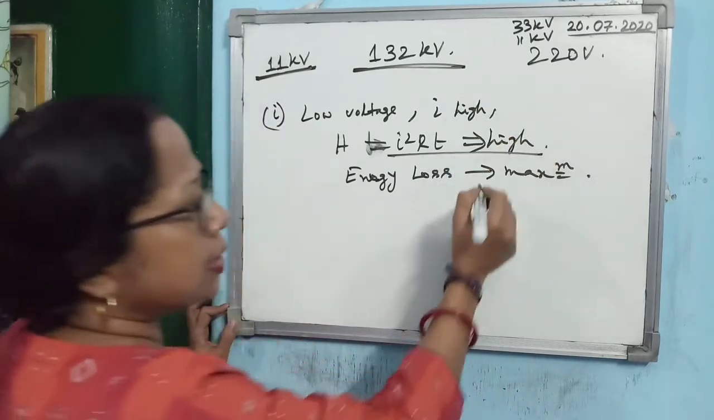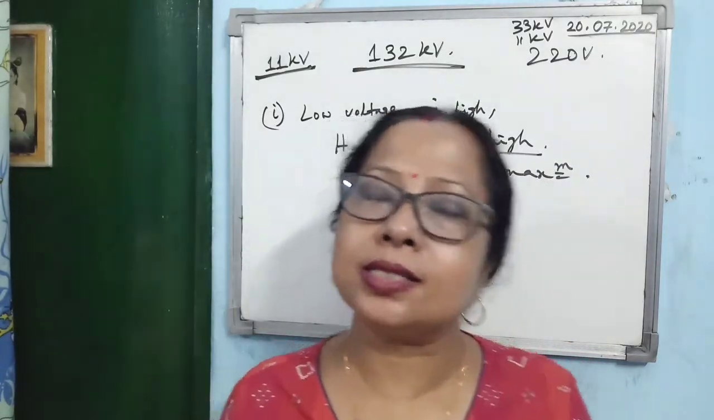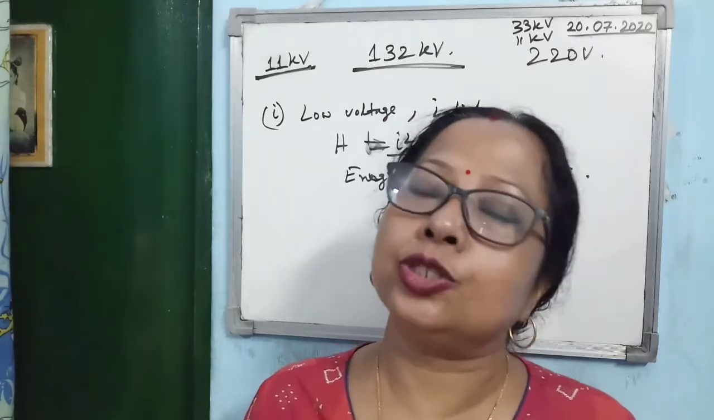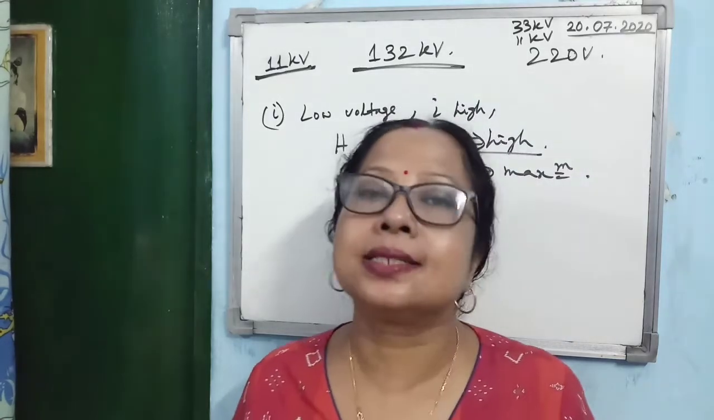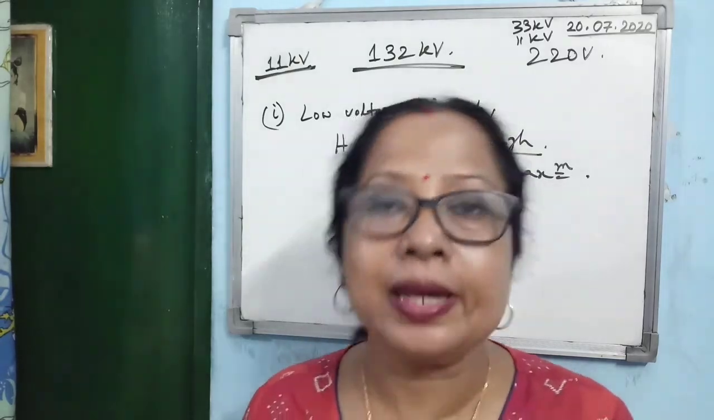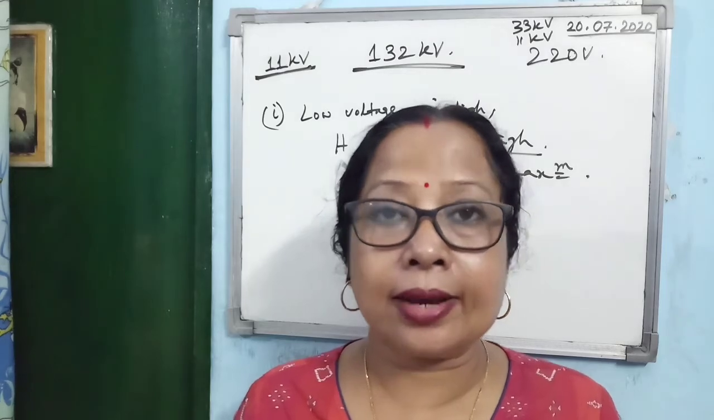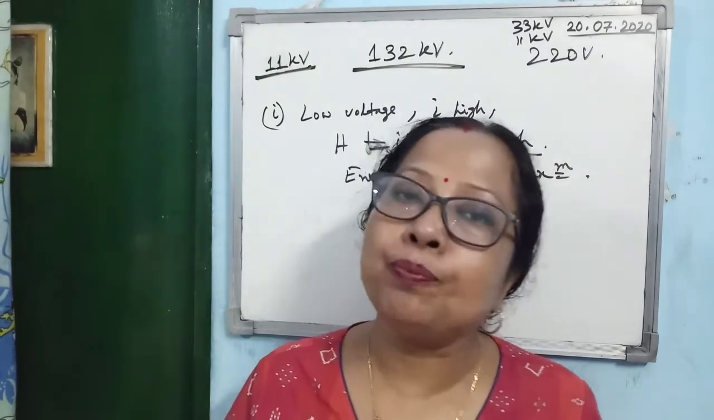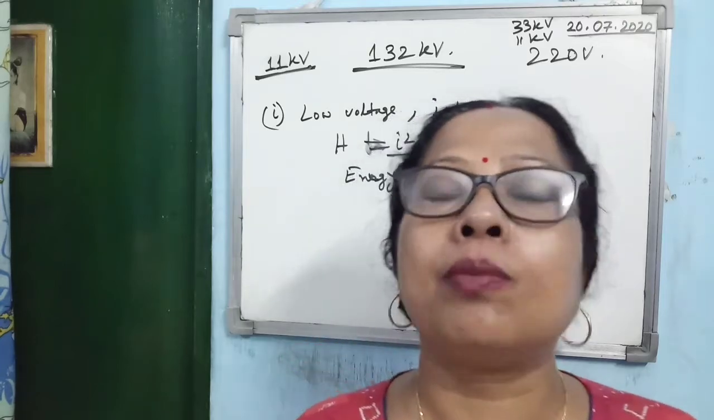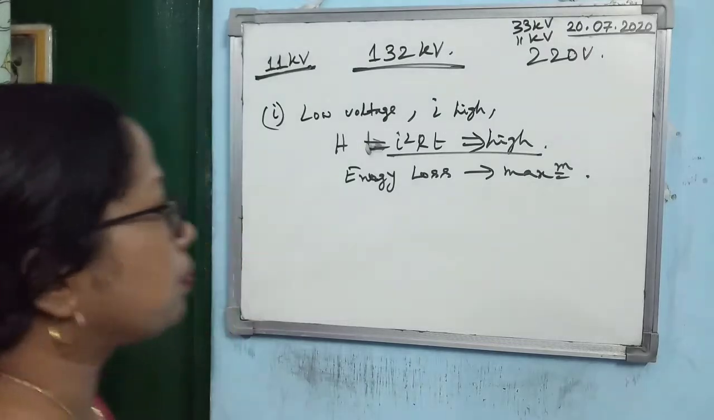Alright, don't write it this way, you must write it properly: if the power is transmitted at low voltage, then the current in the circuit will become high. As a result, a lot of heat will be produced across the transmitting cable. So a greater portion of the input or transmitted power will be lost in the form of heat energy on the way. Alright, this is the first point.